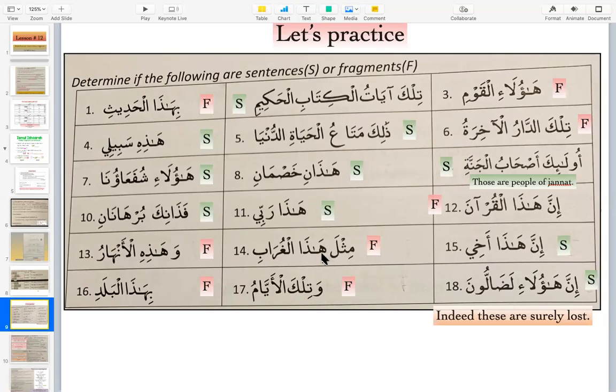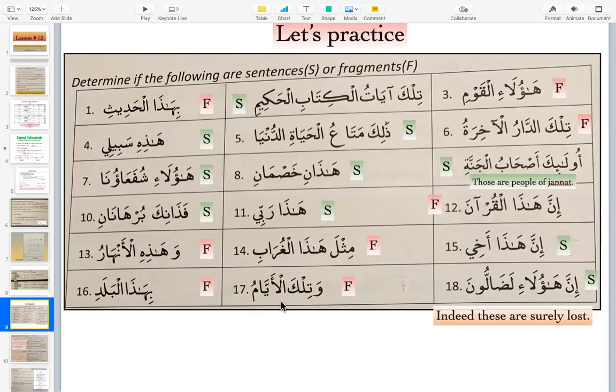So like the example of ghurab. Now mithla is our mudaf, hazihi is our mudaf ilayhi. And now hazihi is our ismul ishara, and I see al over here. Okay, so this is my fragment. So I'm gonna say like this crow. So he was thinking that he could not even think like this crow. He was that kind of stupid, that he was thinking.